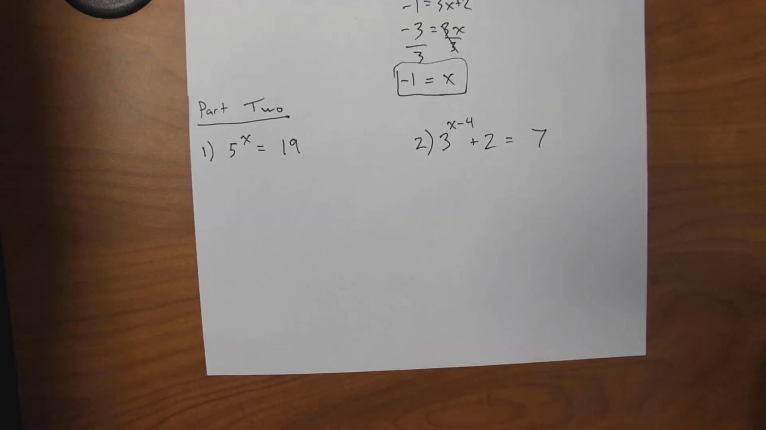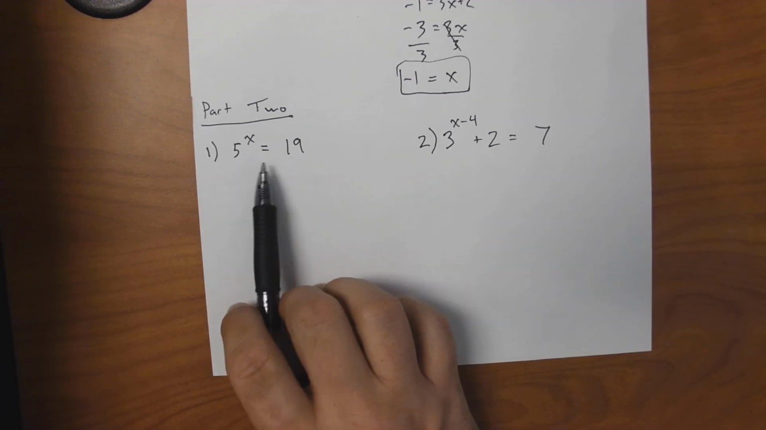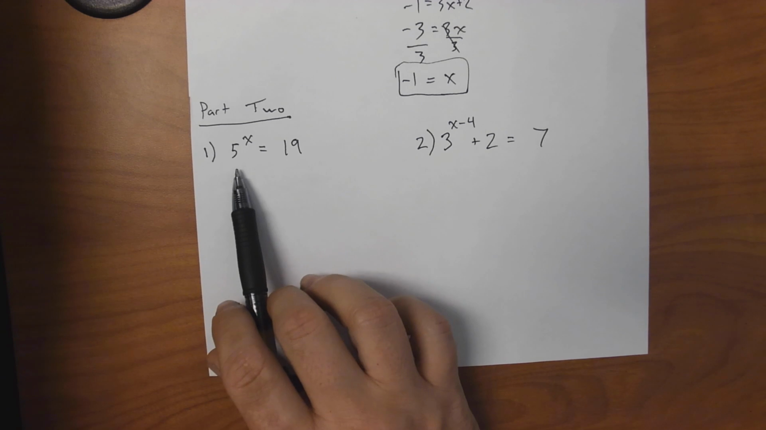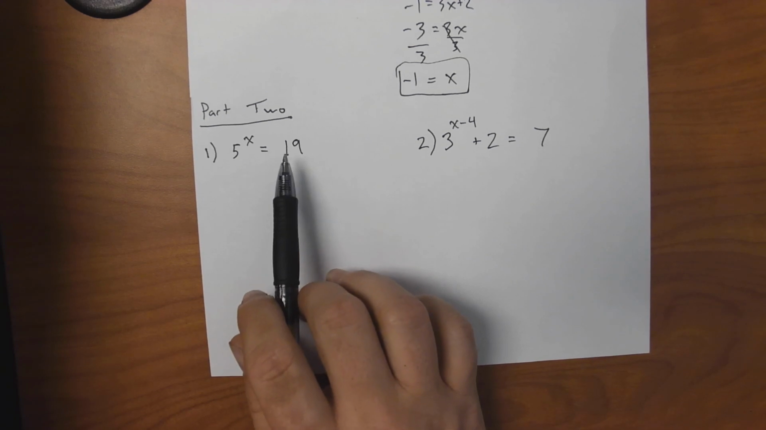Alright, at this point in time you should have been done with those part 1 problems. We're going to look at part 2. Part 2 is how do I solve it if the number is not a power of the base. So note 19 is not a power of 5. 5 squared is 25, 5 to the third is 125. 19 is not a power of 5.